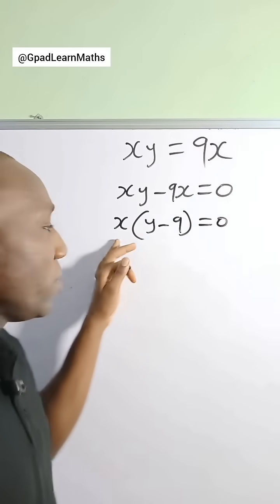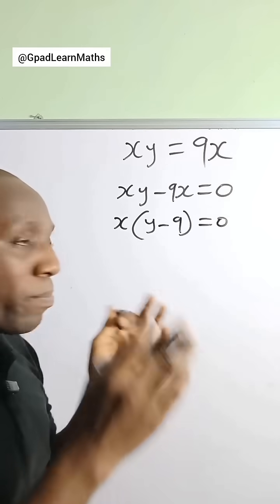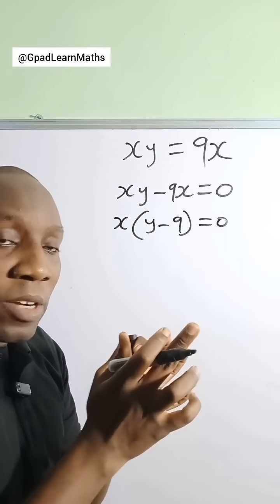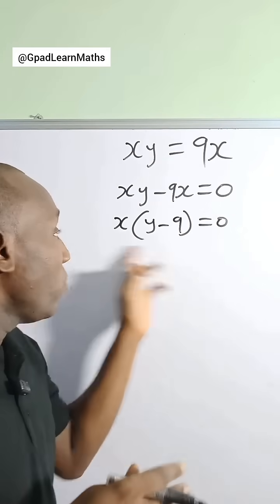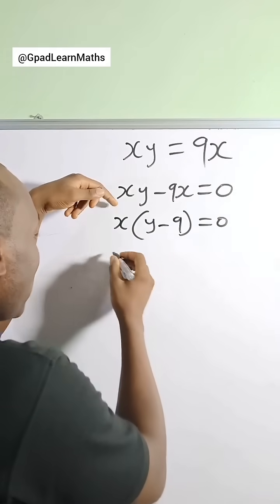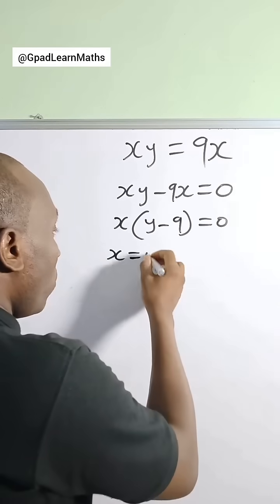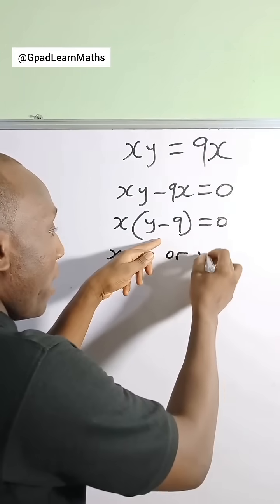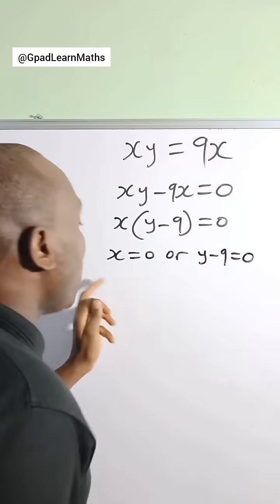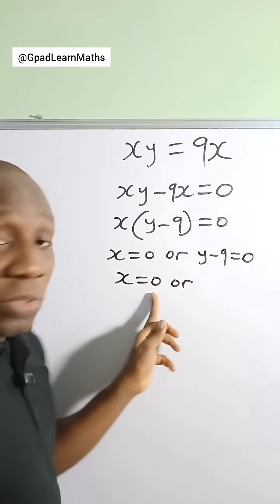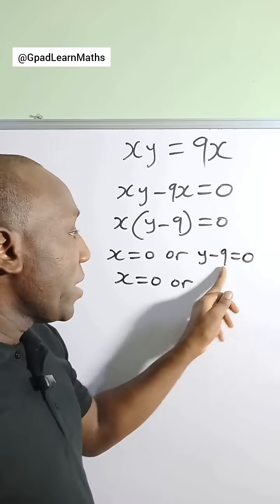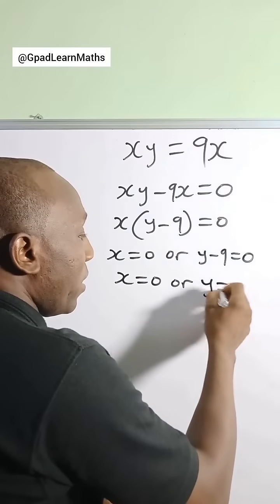0. So from the zero product rule, when the product of two values is equal to 0, either one of the values is equal to 0 or both values are equal to 0. So it means that x is equal to 0 or y minus 9 is equal to 0. So taking this a step further, x is equal to 0, or y minus 9 is equal to 0. When you transpose negative 9 to the right hand side, you have 9.